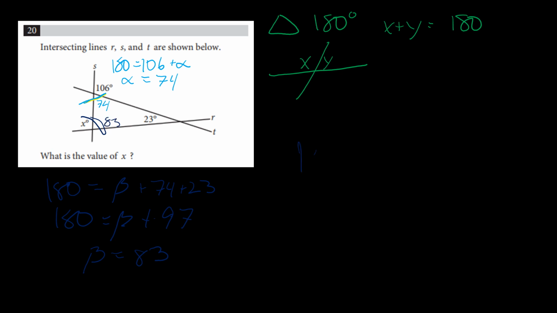Well, we know that 180 equals 83 plus x. Subtract that 83 back over, and we get x equals 97. There we go. That's our final answer right there.